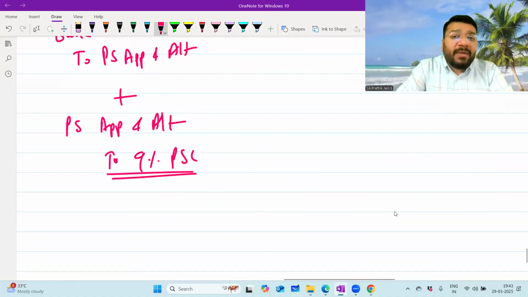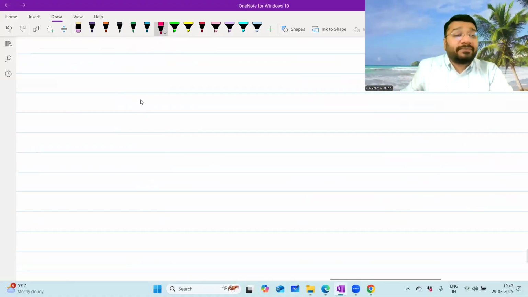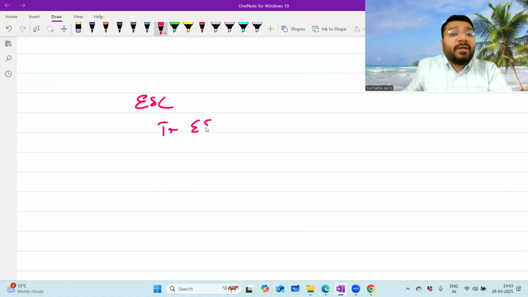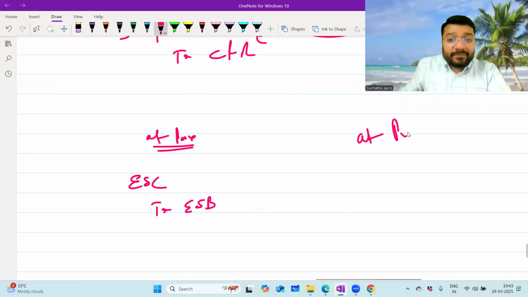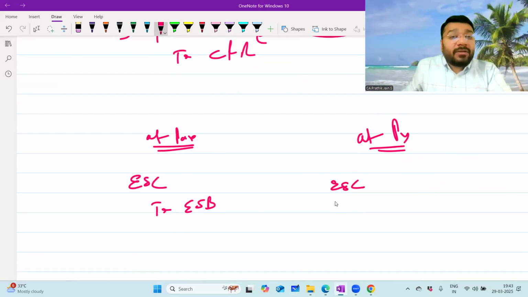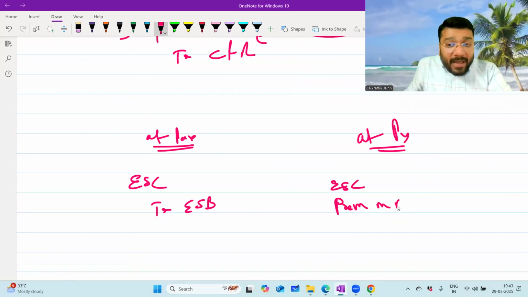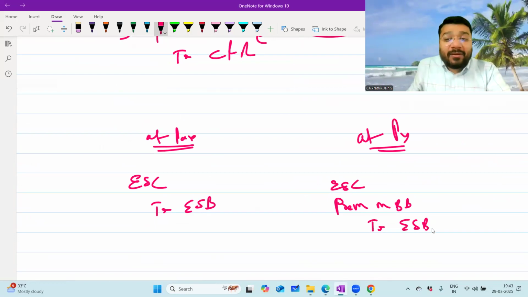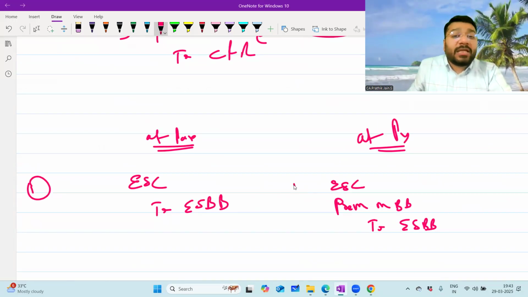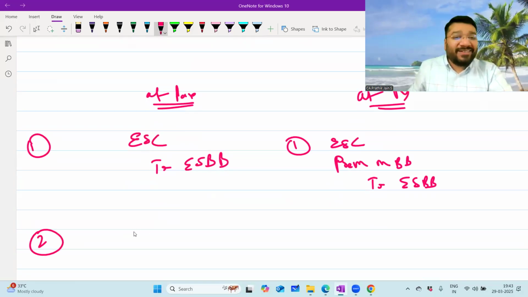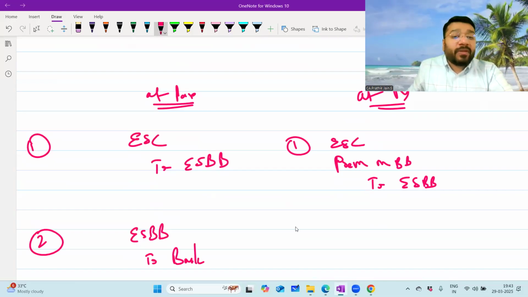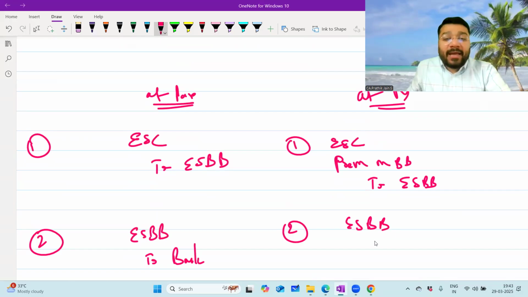Please tell me, what is the journal entry for the buyback of the shares? Equity share capital to equity share buyback. This is at par. If it is at premium, then what is the entry? Equity share capital account debit, premium on buyback debit, to equity share buyback. This is called as what entry? Due entry. Now the next entry, the payment entry: equity share buyback to bank. Same entry here.